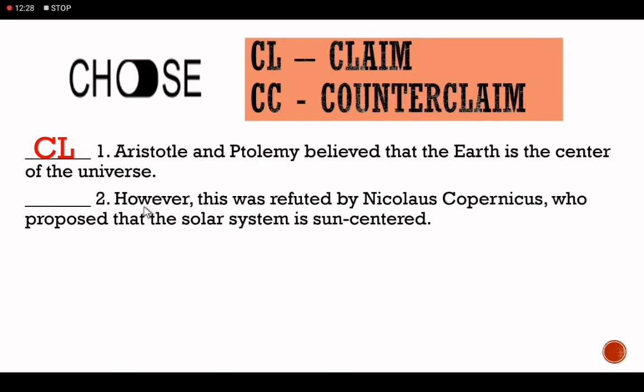Let's look at number 2. However, this was refuted by Nicolaus Copernicus, who proposed that the solar system is sun-centered. Claim or counterclaim? The answer? Counterclaim, with the presence of the word or signal word however.